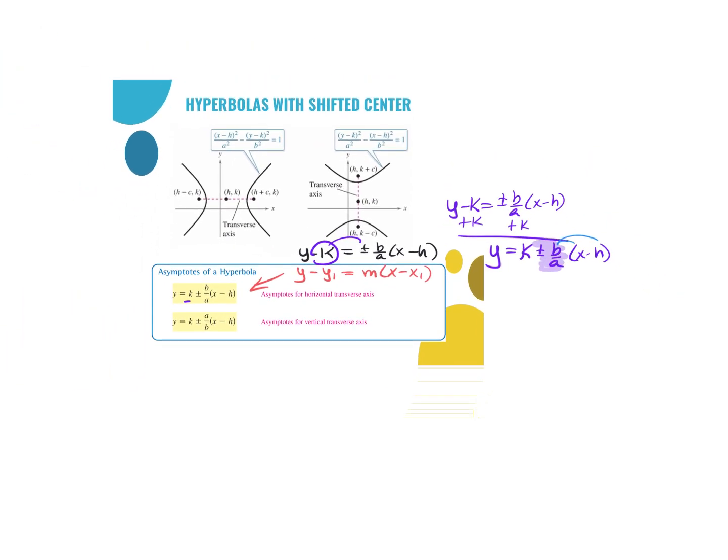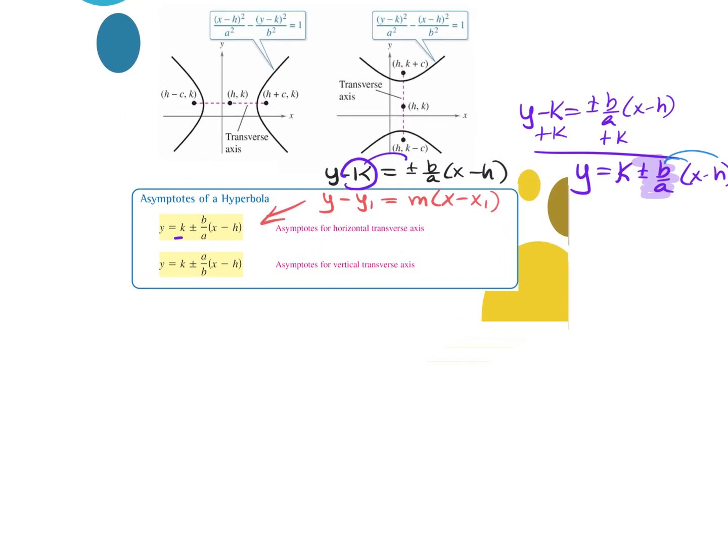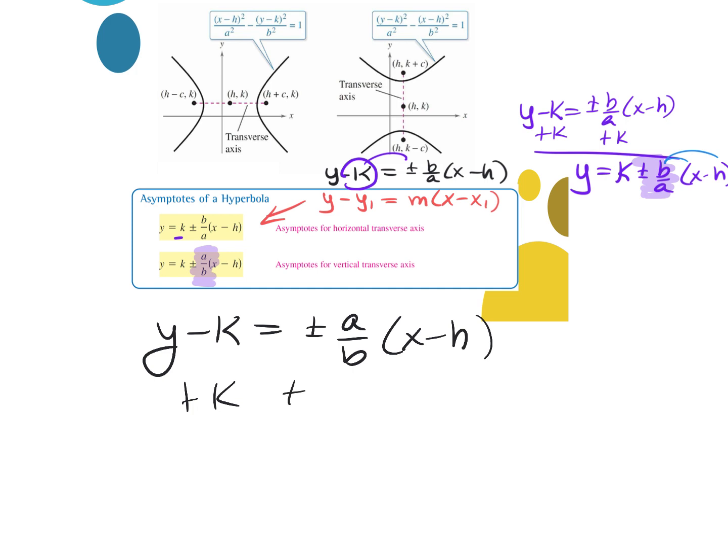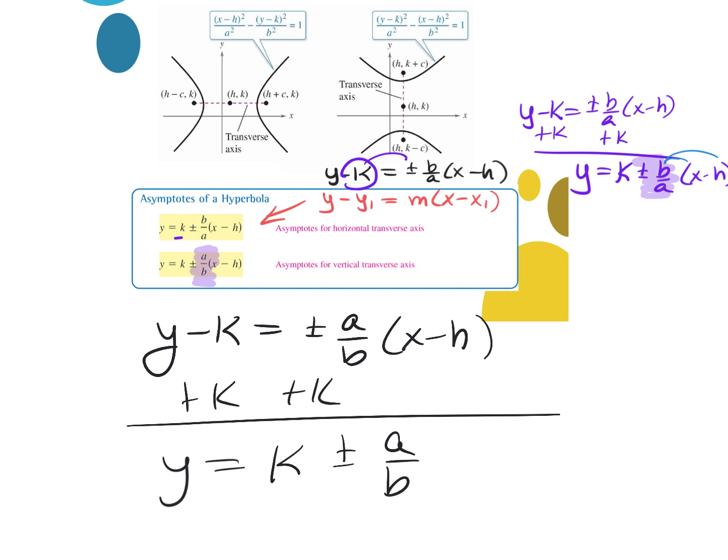They did the same thing for the second asymptote when it's vertical. Remember, the slope is what changes here. It's the a over b when it's vertical. And again, they moved the k to the other side. So what it originally looked like was y minus k equals plus or minus a over b, x minus h. All they did was add the k, and then that's how they got what was in the box. What's important is that you memorize that when it's vertical, the slope is a over b. When it's horizontal, it's b over a. So let's go ahead and try an example of this.